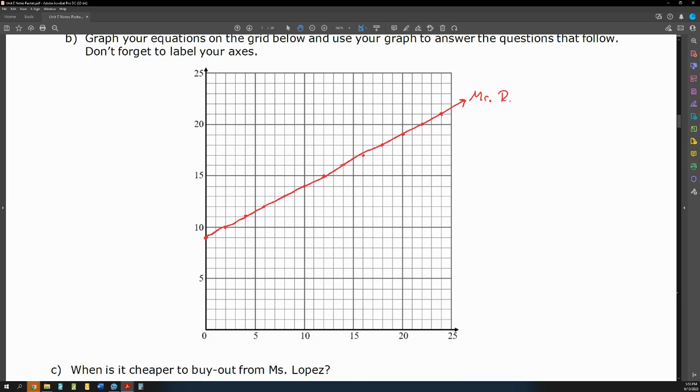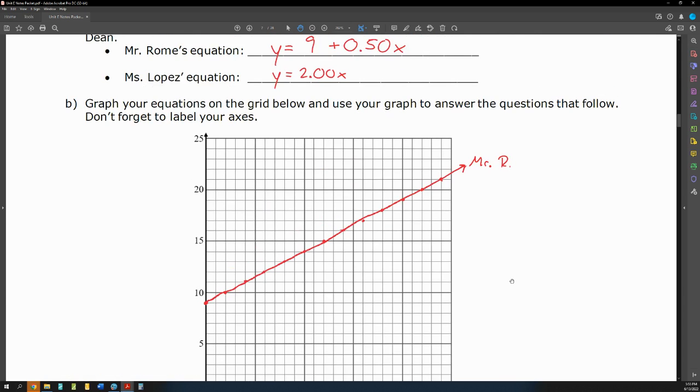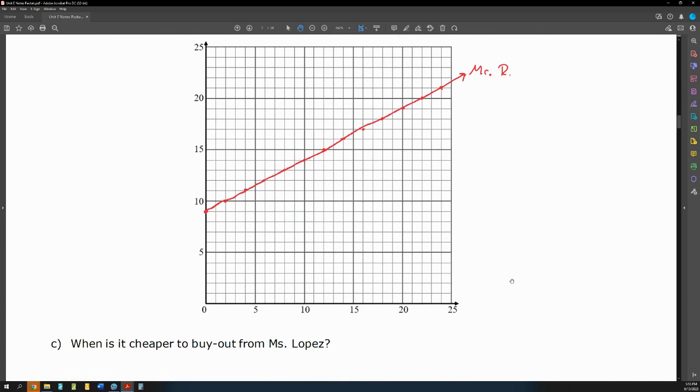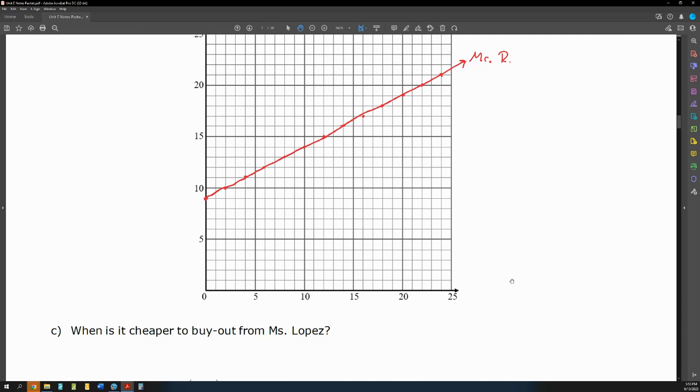So I'll go ahead and label that, Mr. Rome. For Ms. Lopez's equation, we have y equals 2x. So the y-intercept, the constant tacked on at the end, well, there's nothing that we are adding or subtracting to our x term, so our y-intercept is 0. However, our slope is 2, in other words, 2 over 1. So we can go ahead and plot those points. And again, I'm going to plot as many as I can on this grid, just so that I have a really accurate line.